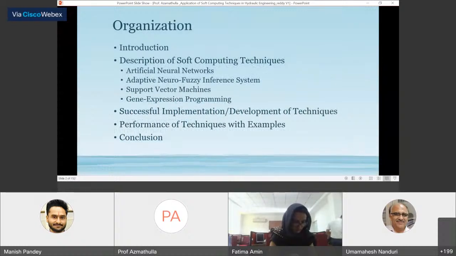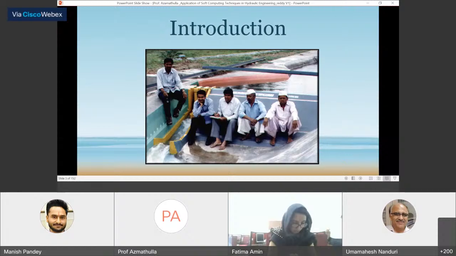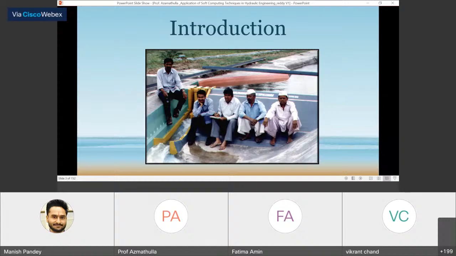The outline of my presentation today: some introduction of spillways and scour, and some techniques and phases. You can see in this picture, after my master's degree, I joined the Central Water and Power Research Station, Khadakwasla, Pune. This is the Dholiganga hydroelectric project in Uttarakhand. This is the spillway, 1:70.